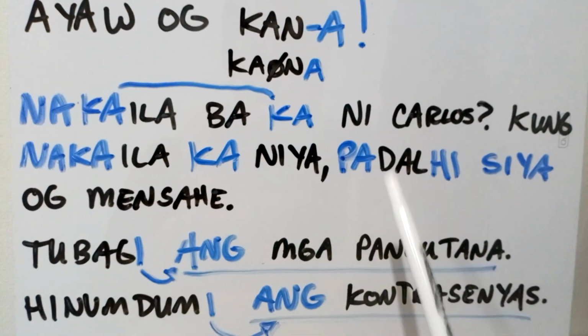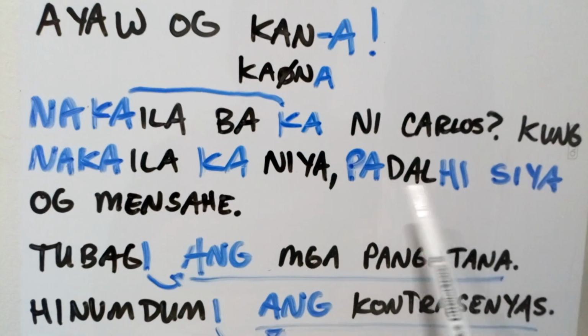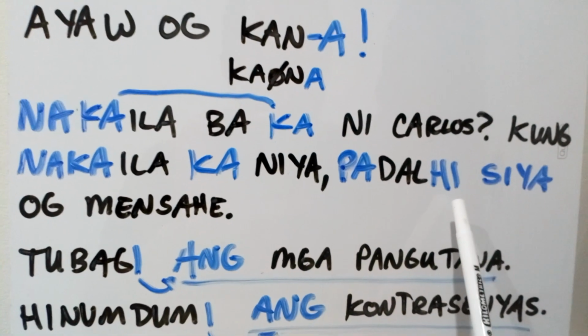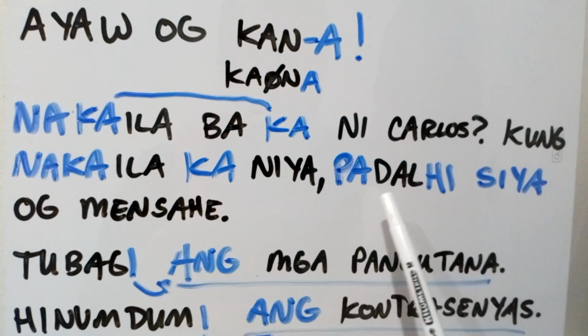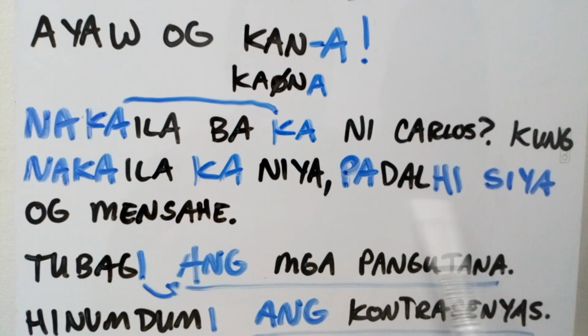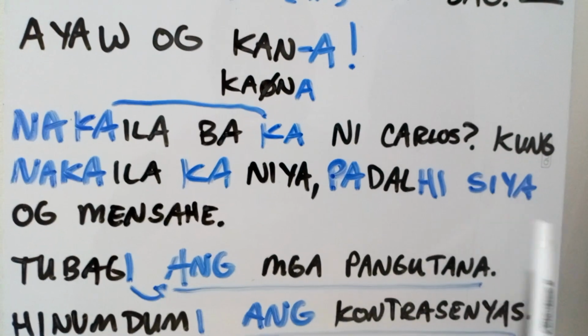So there's some sort of transference going on because that verb is giving us a transitive meaning. Like it can take an object. This verb, dala, is a transitive verb. So some sort of transference can happen, some sort of benefit or location can happen. Padalhi siya og mensahe. All right.